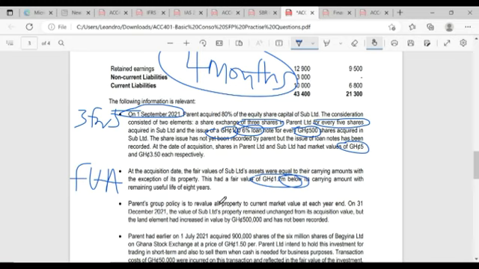Now, Parent's policy is to revalue all property to current market value at each year end. On 31st December, the value of SAB's property remained unchanged from its acquisition date value, but the land element had increased in value. So what it means is the land element at acquisition date had no change, but by the reporting date it has increased, and therefore we will add that also to the asset.